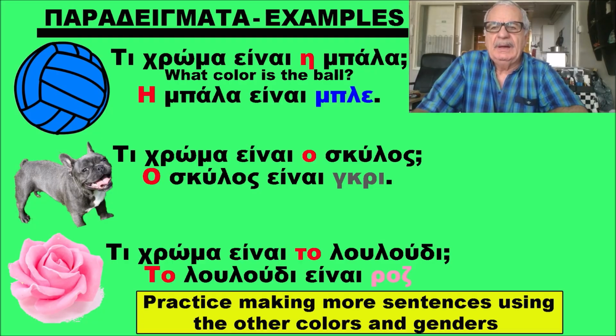Τι χρώμα είναι το λουλούδι? What color is the flower? Το λουλούδι είναι ροζ. And again here, practice with the color το ροζ in all 3 genders. Practice making more sentences using the other colors and genders.